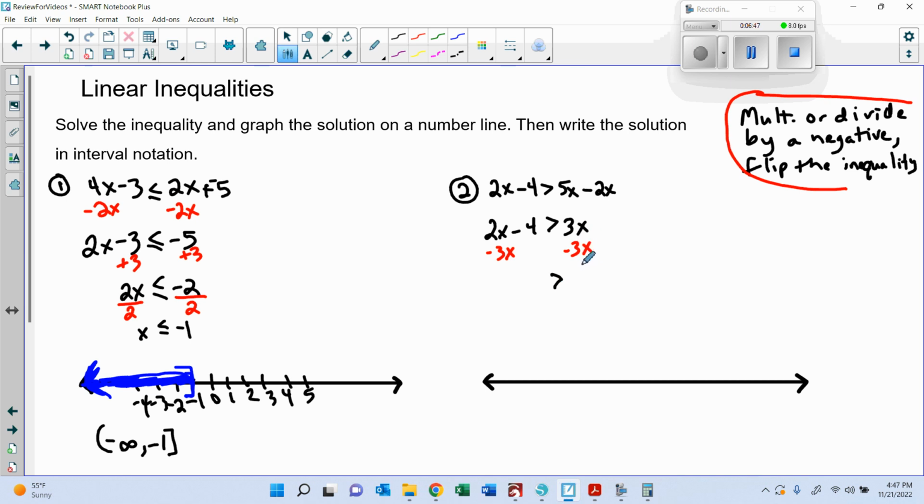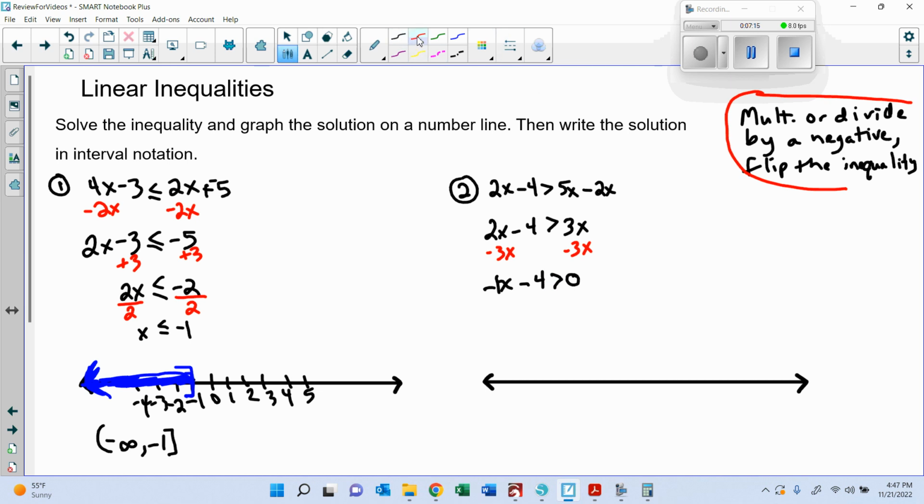But I've said it 100 times. 3x minus 3x is 0. That's not nothing. There's not just a blank there. There's nothing to add it to. So it is a 0 there. Then on the right-hand side, you're going to have 2x minus 3x. That's a minus 1x. Put the 1 or don't. And then it's still a minus 4.